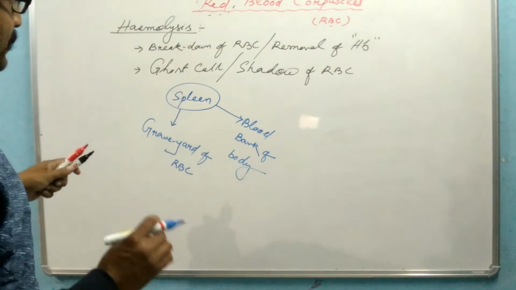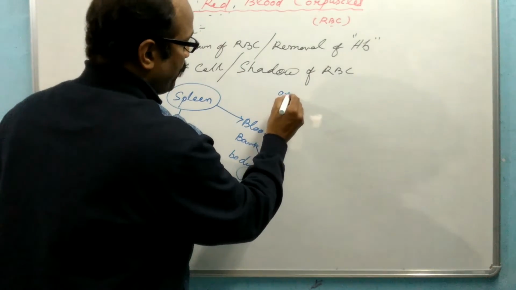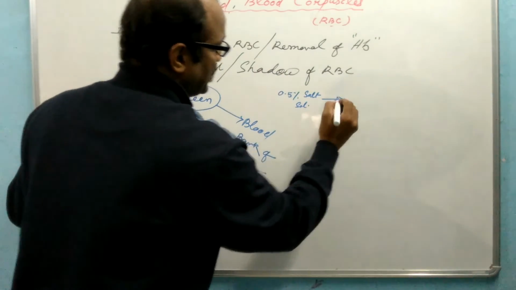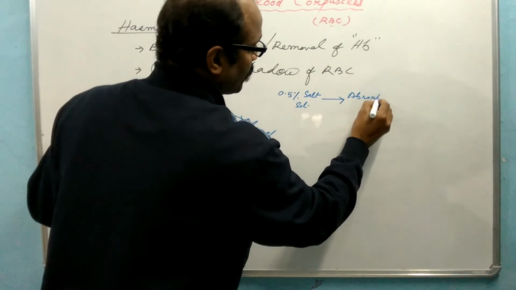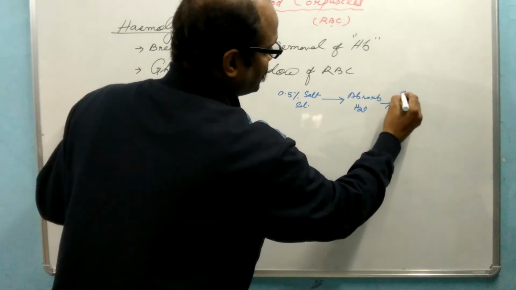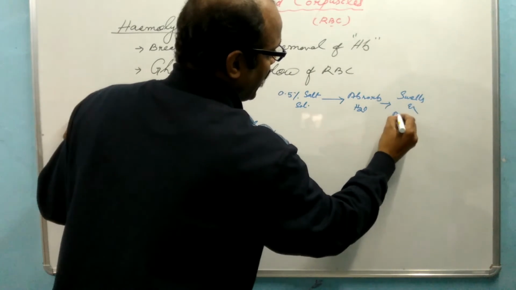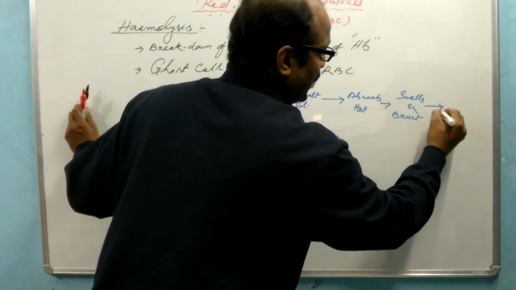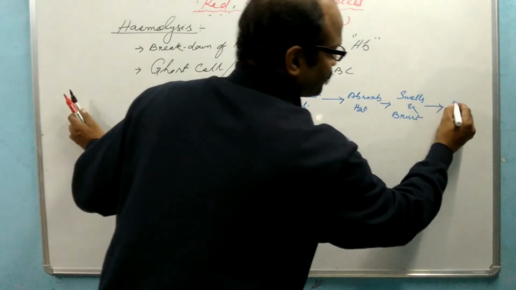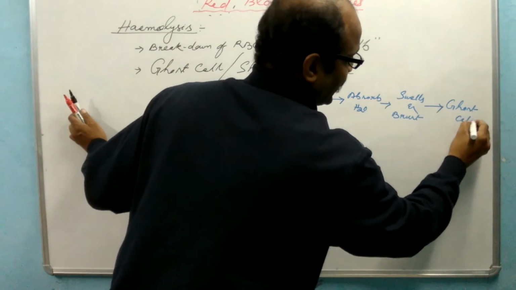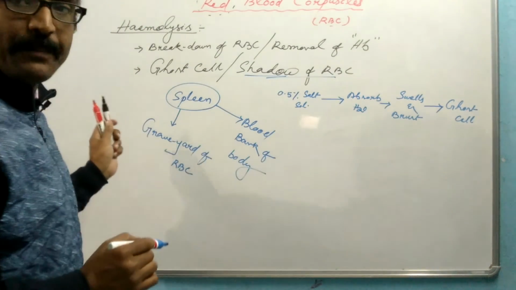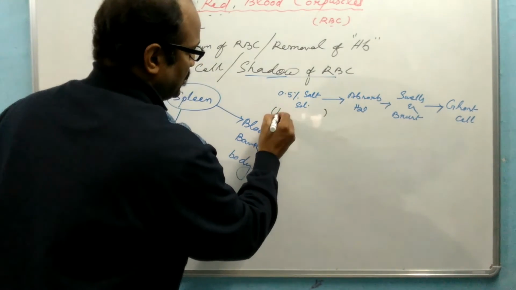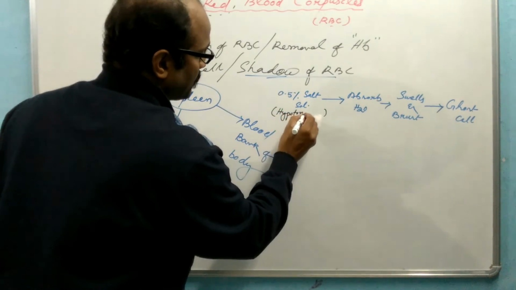If you put the RBC in 0.5% salt solution, then RBC absorb water, swell and burst. After bursting of RBC, the ghost cell or shadow of RBC is left. That's why this solution is known as a hypotonic solution.